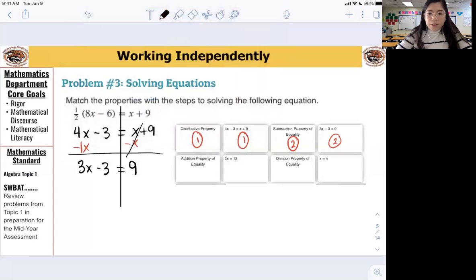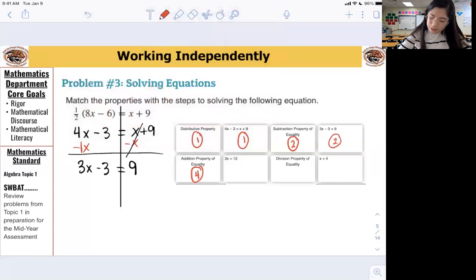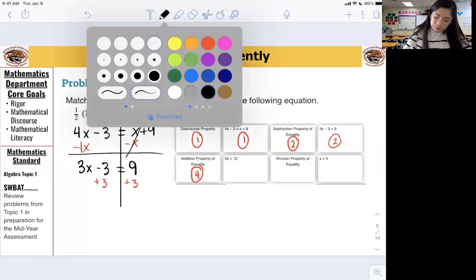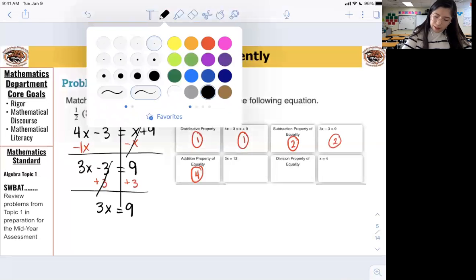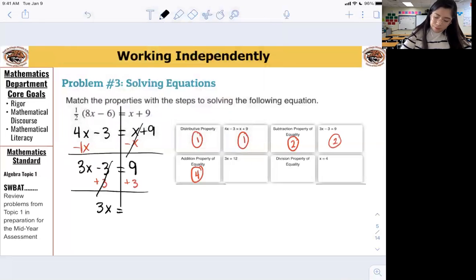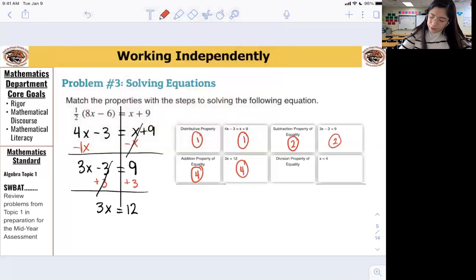Addition property. Addition property goes next. These were totally in order. My bad. They added what to both sides? Plus 3. Plus 3 to both sides. Good. Oh, they are in order. Okay, so 3x, oops, I didn't add. 9 plus 3 is 12. So that was also step 4 right here. And then the final step was division property, which gives us our final answer of 4.